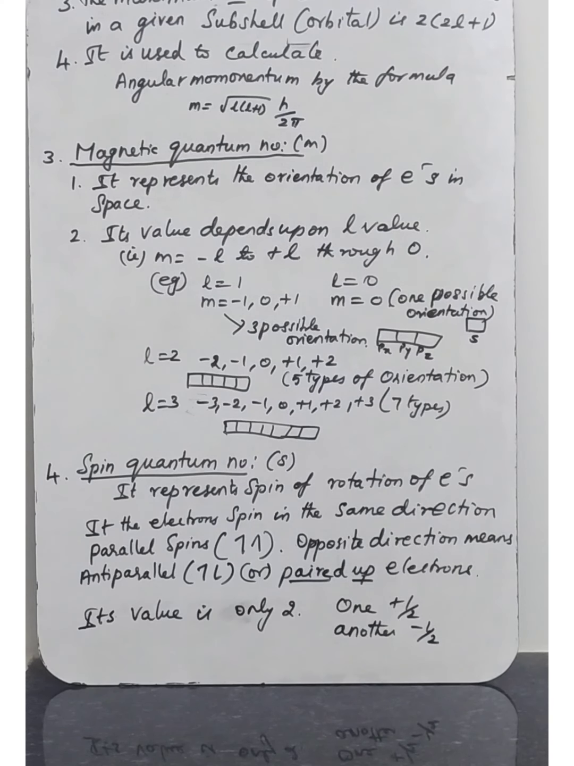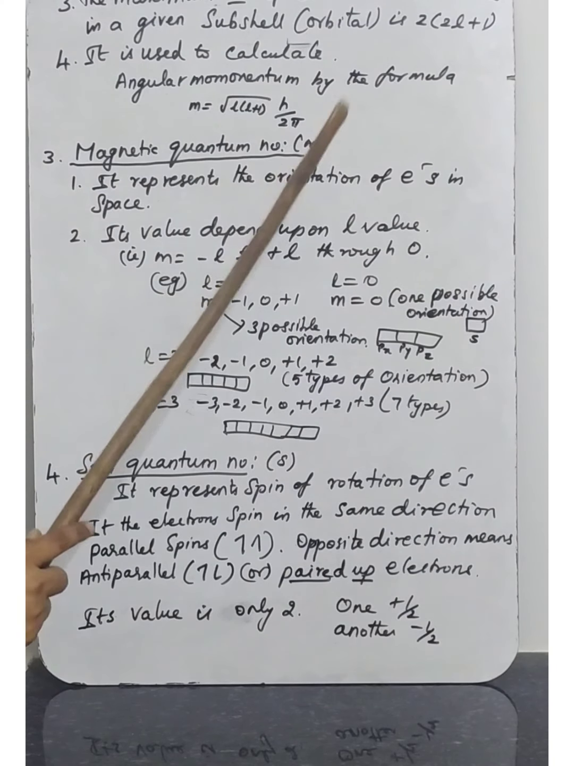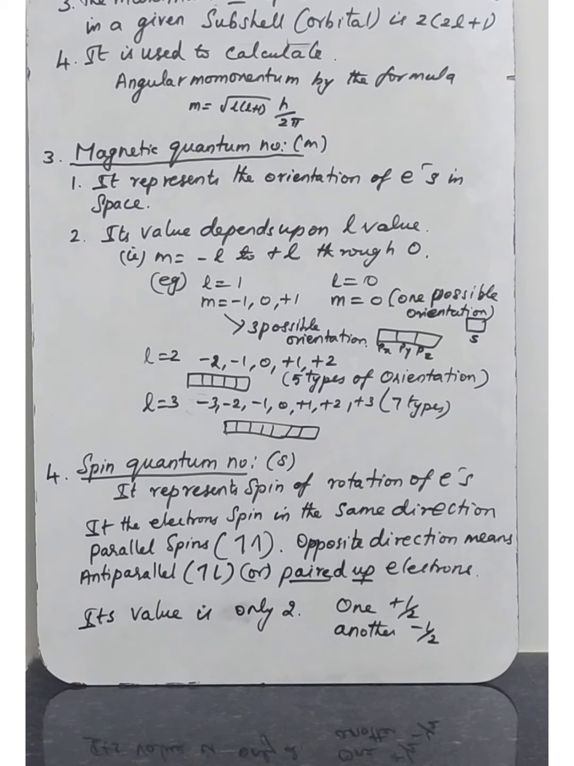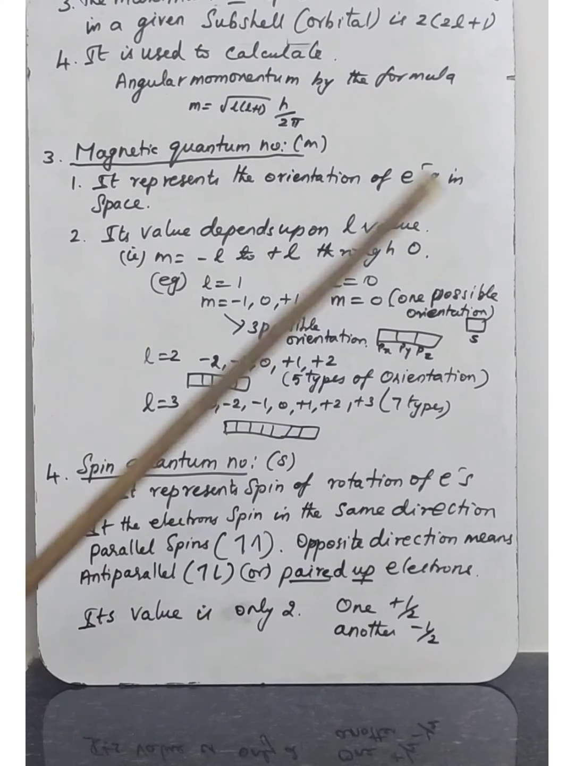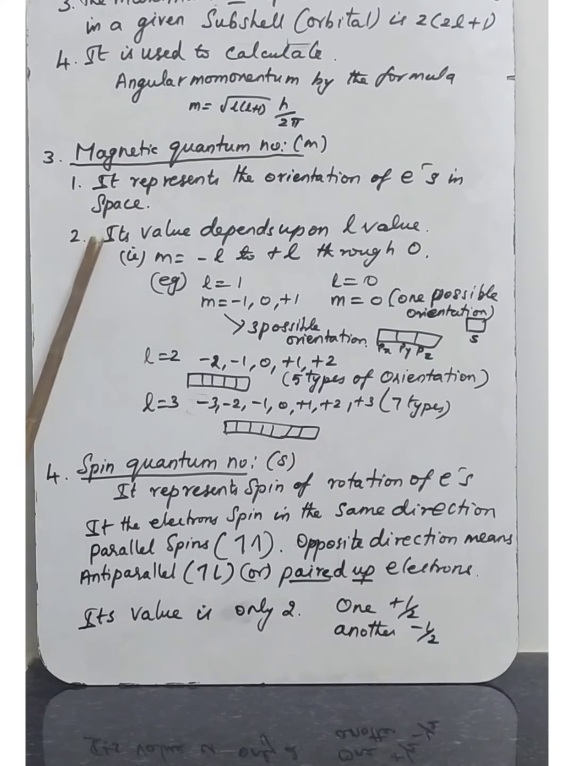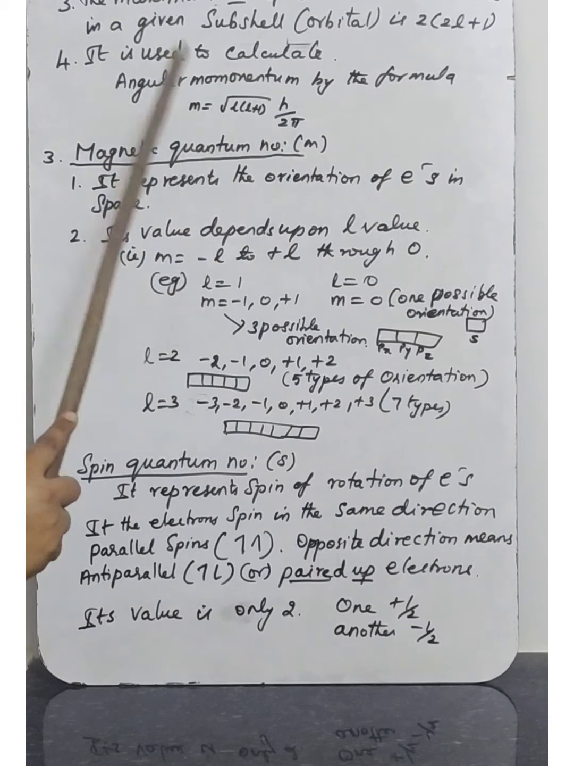What is meant by orbital? It is a 3-dimensional arrangement, x, y, z. So the electrons are oriented along space, like the x-axis, y-axis, z-axis. That is the meaning of it: it represents the orientation of electrons in space. Okay, so now this m value depends upon the l value. The magnetic quantum number value depends upon the azimuthal quantum number value.